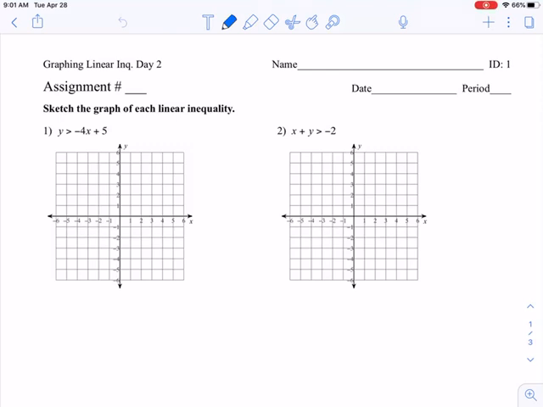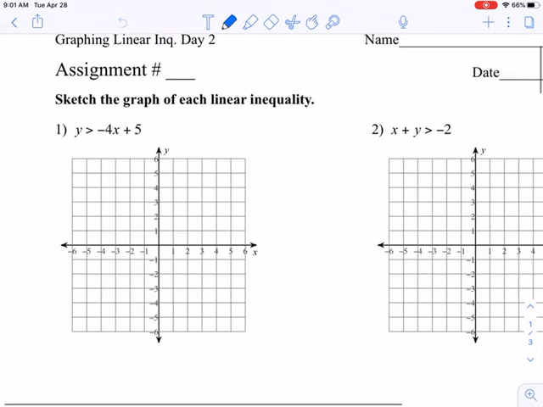Yesterday, when we took a look at graphing our linear inequalities, all of our equations were already in y equals mx plus b, so we didn't have to do any pre-work, like question number 1 here. For question number 1, I can go ahead and graph my line y equals negative 4x plus 5, and then I can decide which side to shade it.